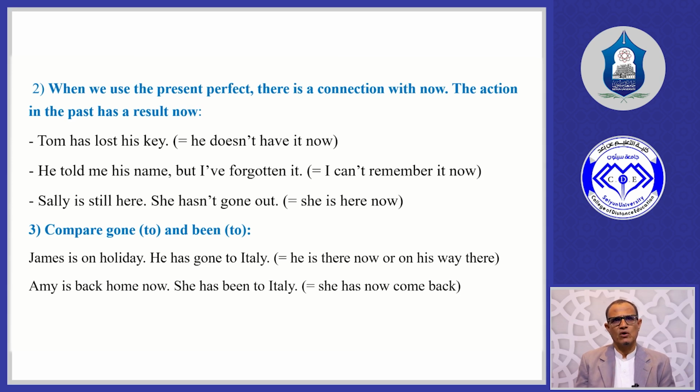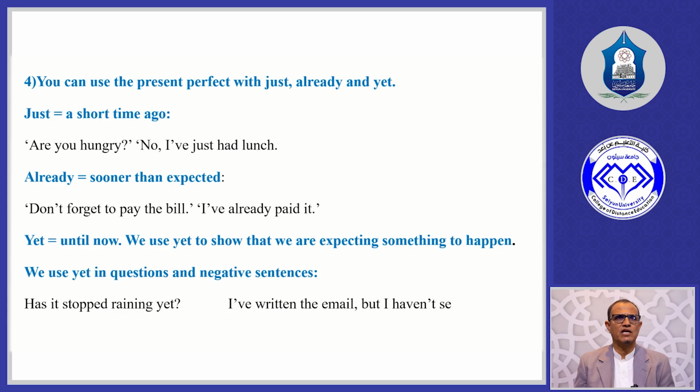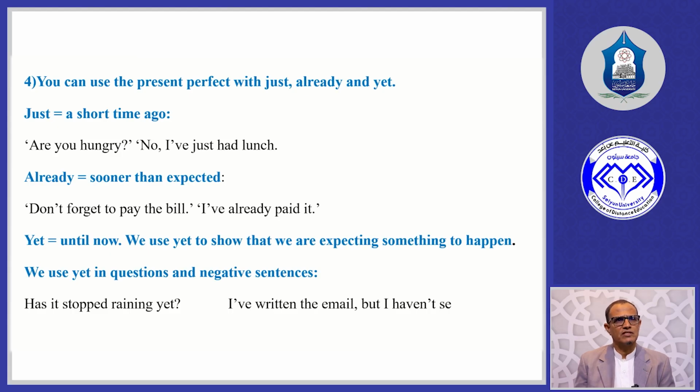So the difference between gone and been in these two sentences is that gone is used to express that someone is still there or maybe on his way. But when we use been, it means that he came back and he is no longer there. So when I say to someone, I have been to France, that means I went to France and came back. But when we say Ahmed has gone to France, that means he is there now.